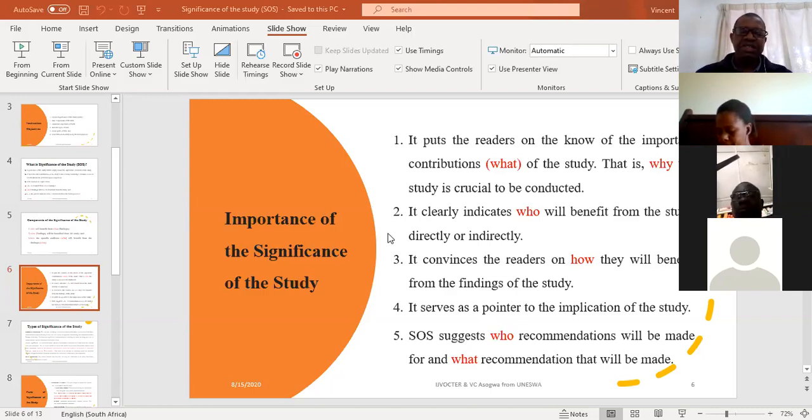Then significance suggests who recommendation will be made for. Who are you going to recommend this work for? It is those that are going to benefit that you recommend to them what they should do in order to benefit from that study. Then it also indicates what recommendation will be made. It is from the findings of the study that you recommend what, and that what is the findings, in order for this work to be beneficial to the persons directly or indirectly.